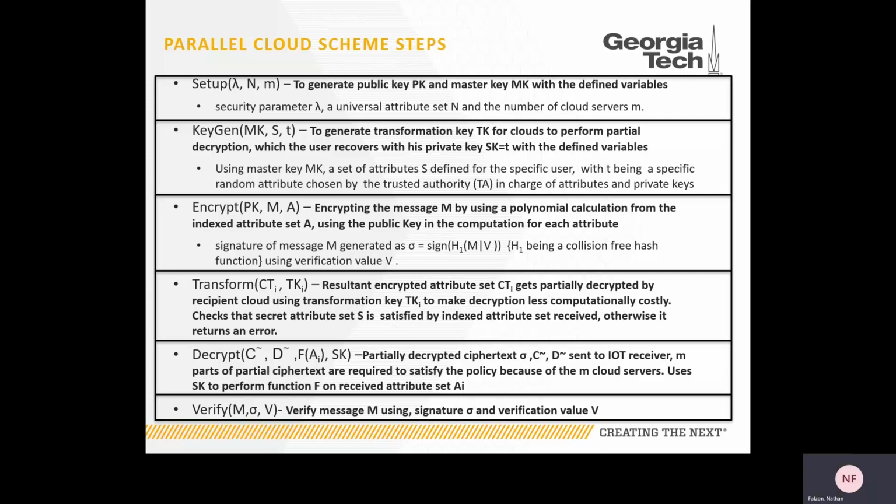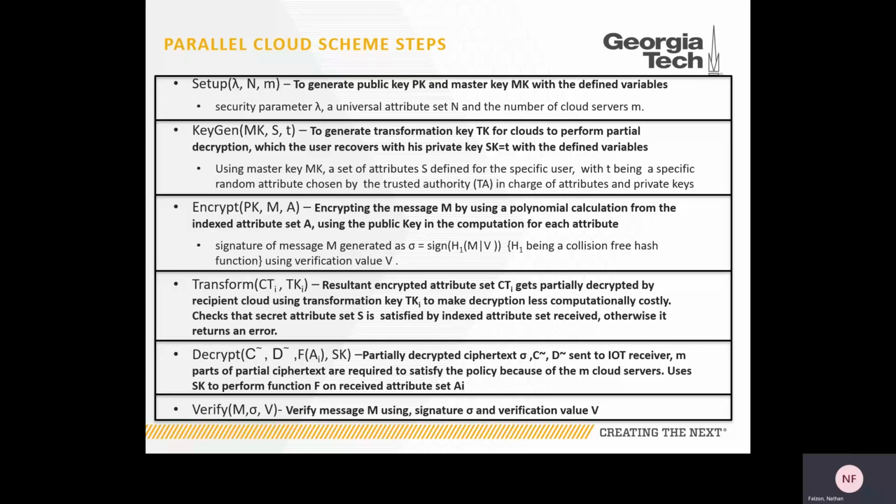To summarize the steps considered for the scheme, I have detailed them like so, with steps consisting of the setup procedure, where the public key and master key are generated with security parameter lambda, a universal attribute set n, and the considered number of cloud servers m. The key generation procedure for the transformation key is used for each cloud to perform a partial decryption with the signed user's private key to be able to decrypt the received messages at the endpoint.